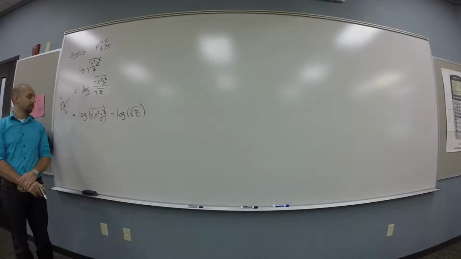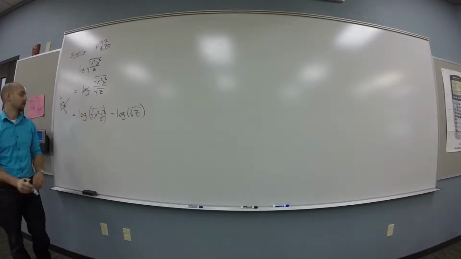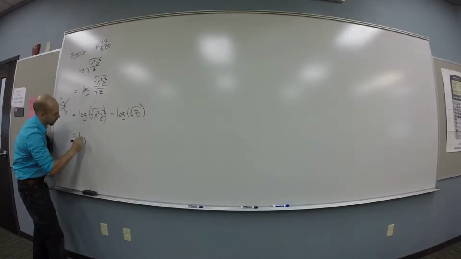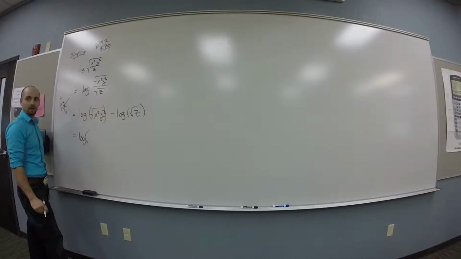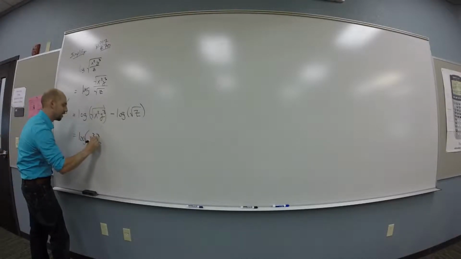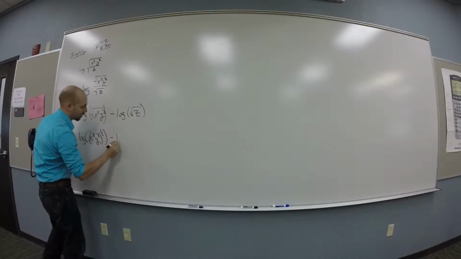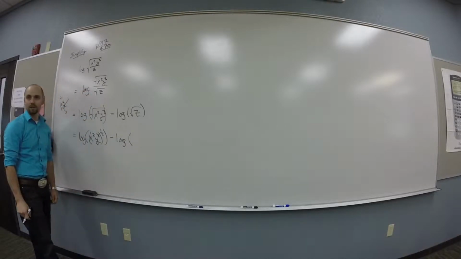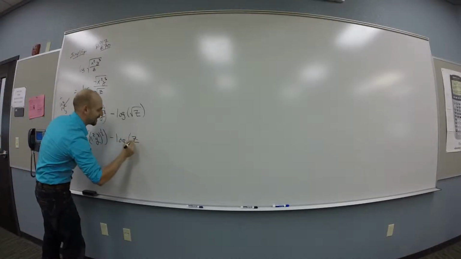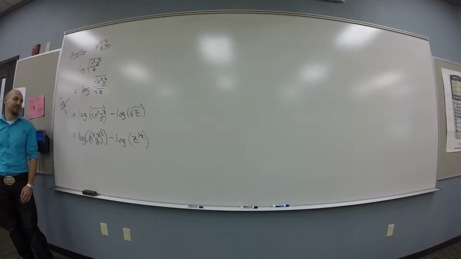I want to think about the square roots as half powers. Why is that advantageous? Because we have a rule for powers. So I could say this is the log of x squared y cubed, all to the 1/2 power, minus the log of z to the 1/2 power. Perfect.